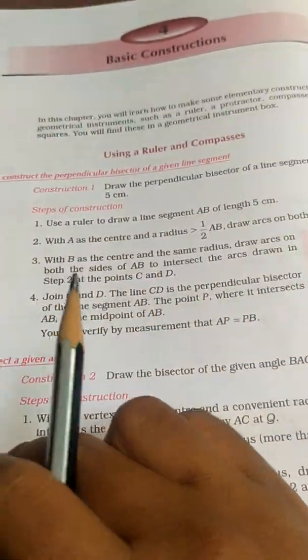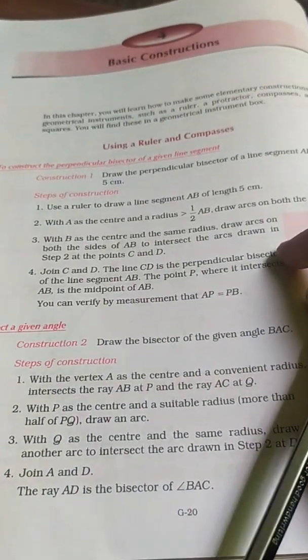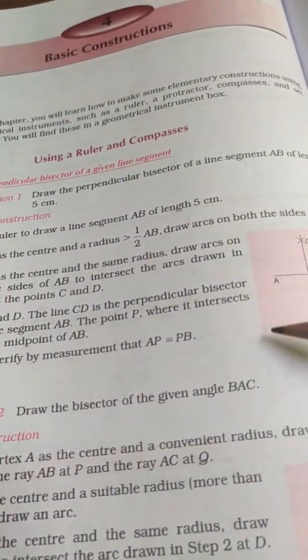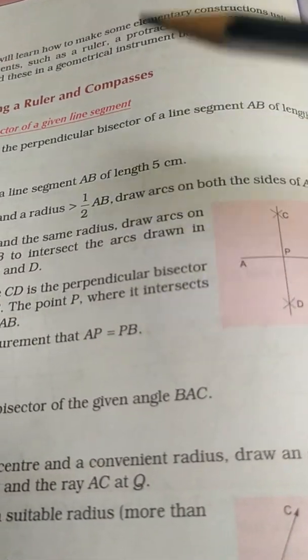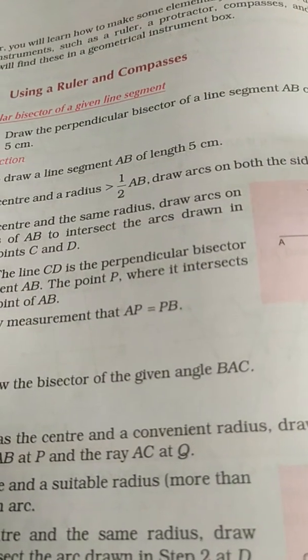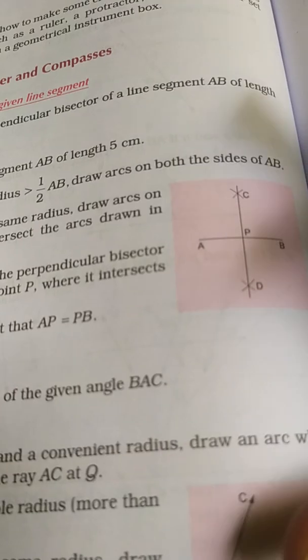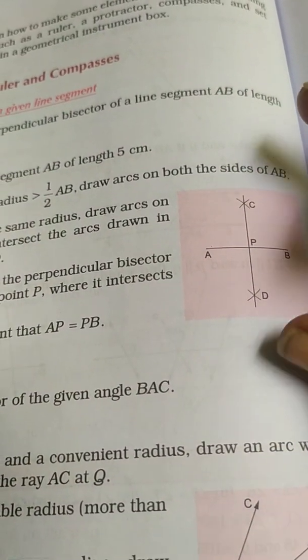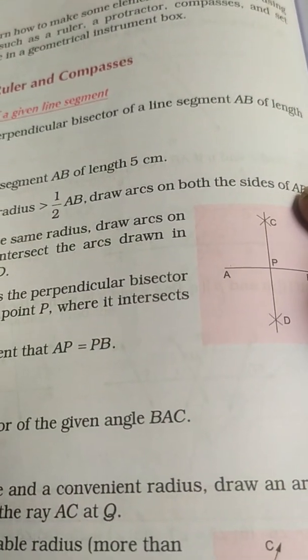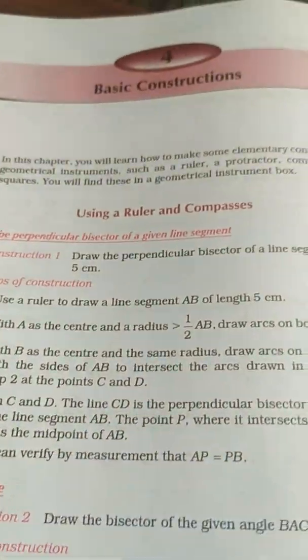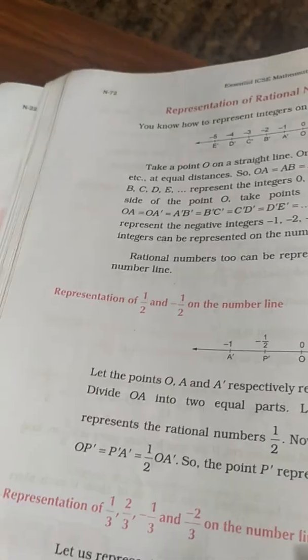For this you have the construction at page number G20. If you are able to learn it, you can learn it, or else you can write each step of how you are constructing the perpendicular bisector. It will be like this only, your perpendicular bisector. Now let's have one short revision on the exercise problems.